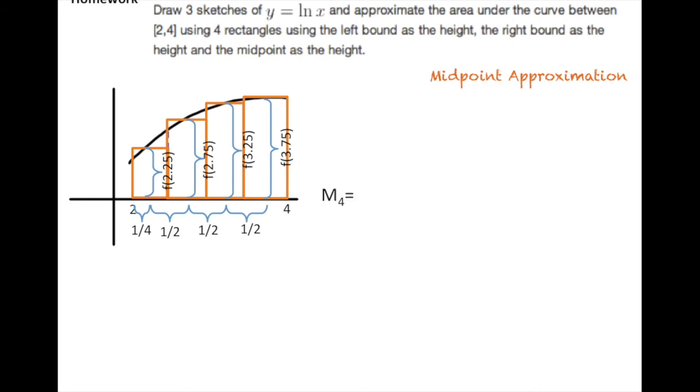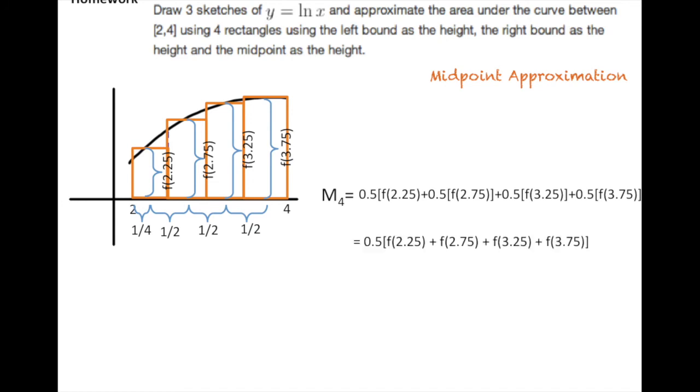So M of 4 denotes that we're using a midpoint approximation with 4 rectangles. And now the idea is still the same. The width of each rectangle is still a half. And then you have f of 2.25, f of 2.75, etc. Again, I could take out that 0.5. This step is extremely important. So now I'm going to use my calculator to show you how to do this very quickly. But remember, while your final answer is of course important, this line is also necessary within your work.